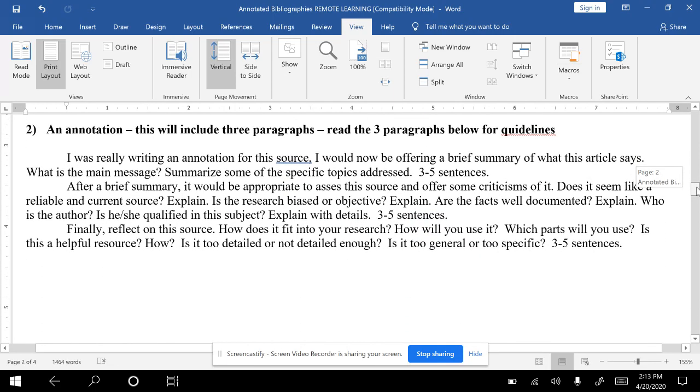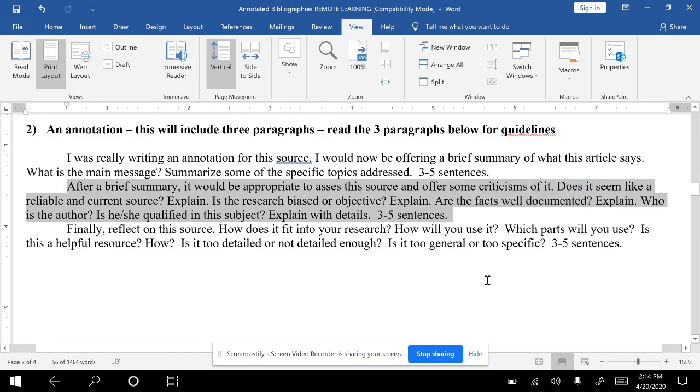Now the annotation, there's 3 paragraphs, as I said. First one right here. It's a summary. What does the article say? What's the main message? What are some of the main points that are addressed? 3 to 5 sentences. That's it. Short. Next part.